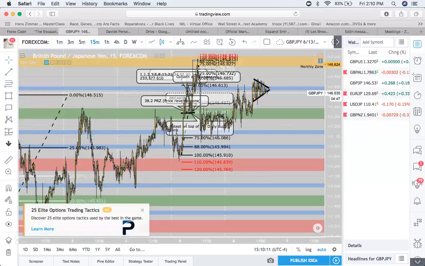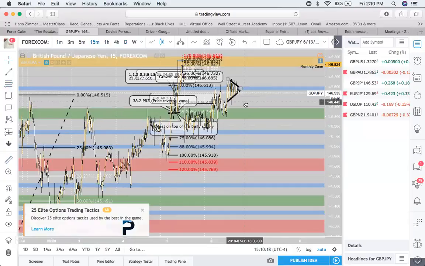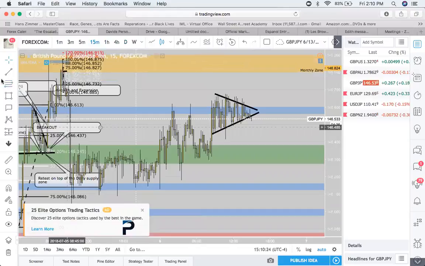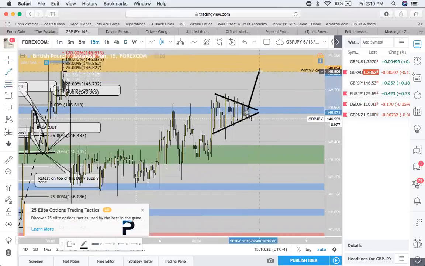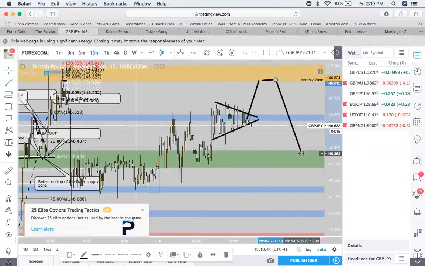Does anybody have any questions? All right. So this is my future assessment. One thing I would want to see next week, even though it looks like it's going down, I would want to see the market being a little bit more bullish to the point where it gives us a little consolidation. And then respecting this monthly zone, I would want to see the market go down. That's my assessment for next week.